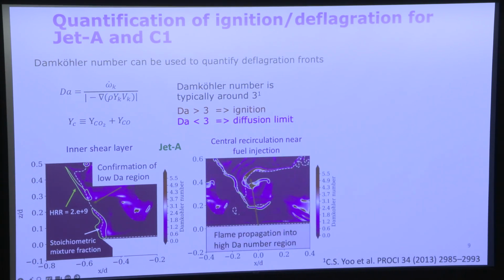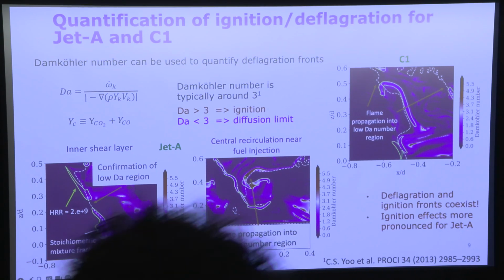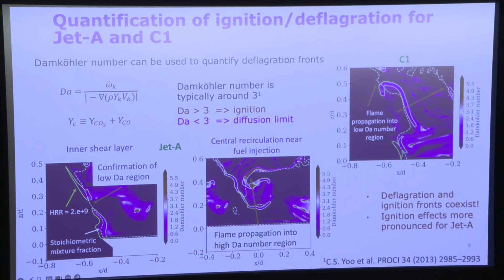And so we can see in these images here that there are both deflagration and ignition fronts that coexist throughout the flame, throughout the burner. And on the left image, what I'm plotting here are maps of Damköhler number, where the yellow line corresponds to heat release rate above a certain threshold, and then the dashed white line is the stoichiometric mixture fraction. And so we can see that the blue regions correspond to low Damköhler number, red corresponds to high Damköhler number.